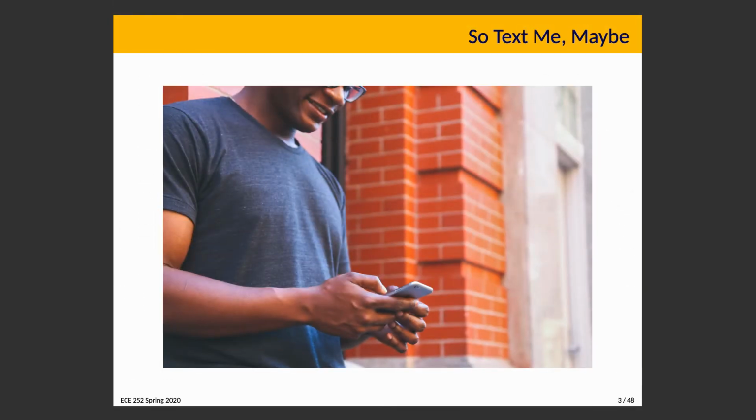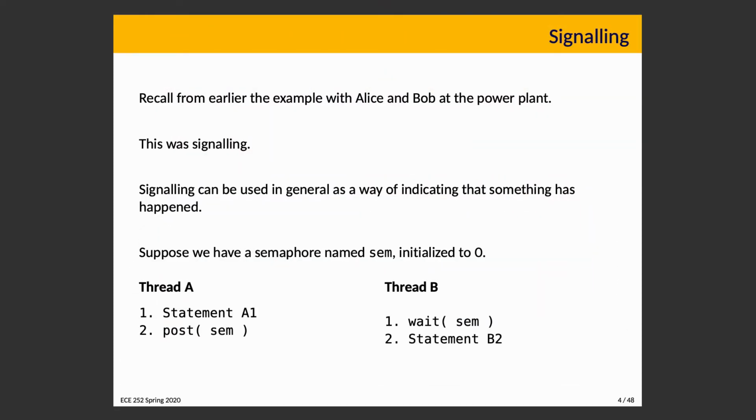So, you will recall a little bit from earlier, we were talking about Alice and Bob being at the power plant, and that was signaling. Alice needs to send a signal to Bob to say she has arrived. Bob sends a signal to Alice to indicate he has arrived. That is a signal, and it's like sending somebody a text. So, signaling can be used in general just as a way of indicating that something has happened, or as a way of enforcing certain ordering.